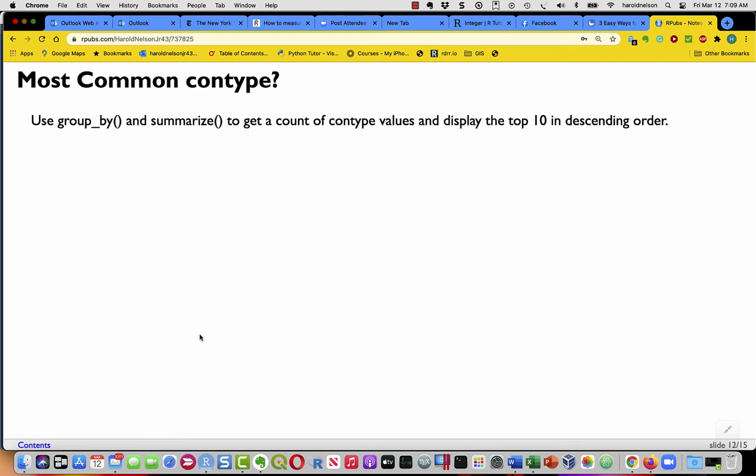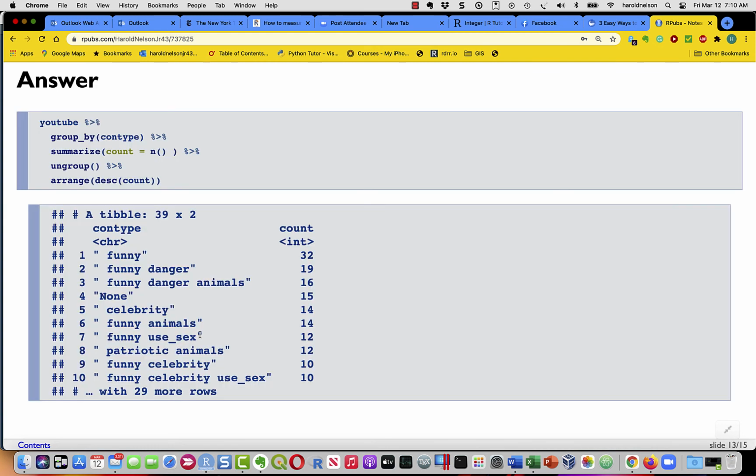Well, what's the most common contype? So what I want you to do is use group by and summarize to get a count of contype values and display the top 10 in descending order. Okay, so we've reached that point again where I say stop the video, do the work, and come back when you're done. Okay, you're back. So here it is. Start with YouTube and then group by contype, summarize, create a variable called count, which is the n of, that is the count of things for that particular value, and then ungroup, and then arrange descending count.